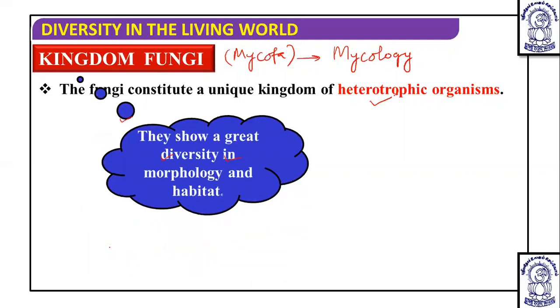It is known that they show great diversity in morphology and habitat. This great diversity in morphology and habitat is seen in fungi. It means morphologically they have various shapes, and they are found in different habitats.